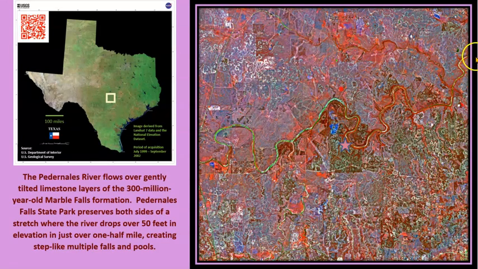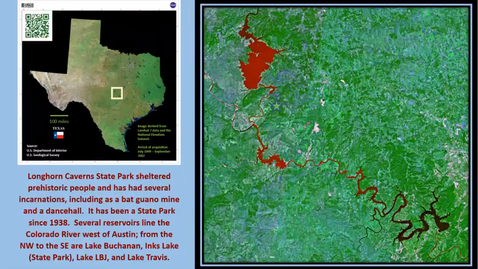The Pedernales River flows over gently tilted limestone layers of the Edwards Plateau. Pedernales Falls State Park preserves both sides of a stretch of the river where the river drops over 50 feet in elevation in just over 1/2 mile, creating multiple step-like falls and pools.